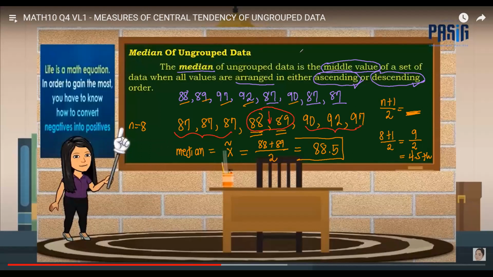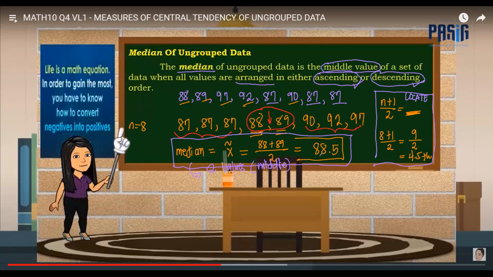So anong ginawa natin? Yung ginawa natin is we use this to locate kung nasaan yung middle value. And ginamit naman natin to dahil dalawa yung values natin na nasa middle. Okay? So dalawa yung values natin na nasa middle, kaya ginamit natin yan.